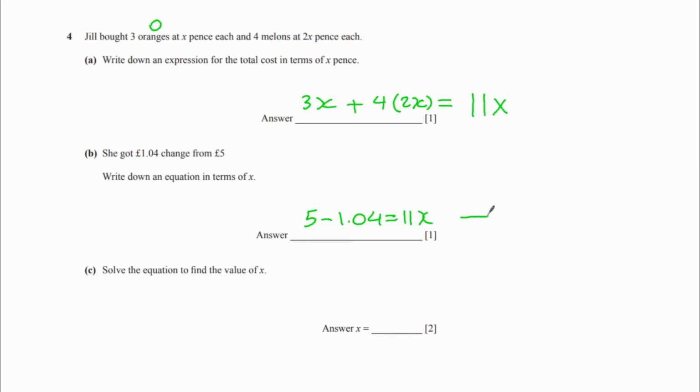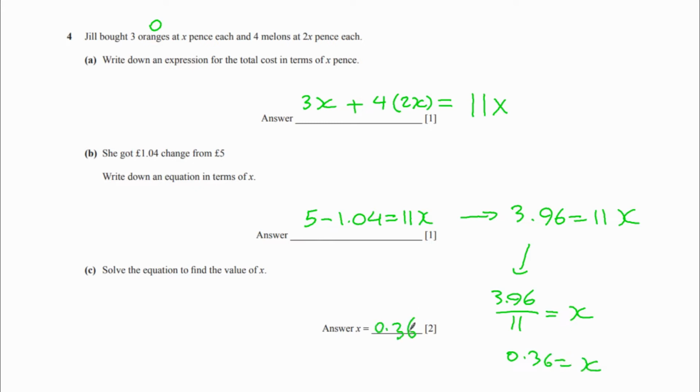And if we simplify this a bit more, we can say that it is 3.96 equals 11x. Now, part C, solve the equation to find the value of x. So from here, we need to divide both sides by 11. So this would be 3.96 over 11 equals x. So 3.96 divided by 11, that is 0.36. So x from here would be 0.36.